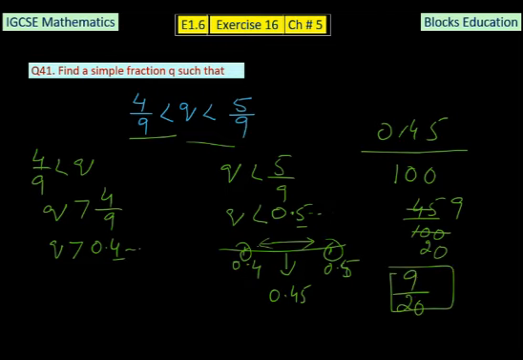Now you can take any other number. You can take even 0.41, so it will be 41 over 100. This is one of the answers, or you can take 0.42 and so on. So it's up to you. Whatever you take, it will be right, as long as the number you're taking lies between 0.4 and 0.5.